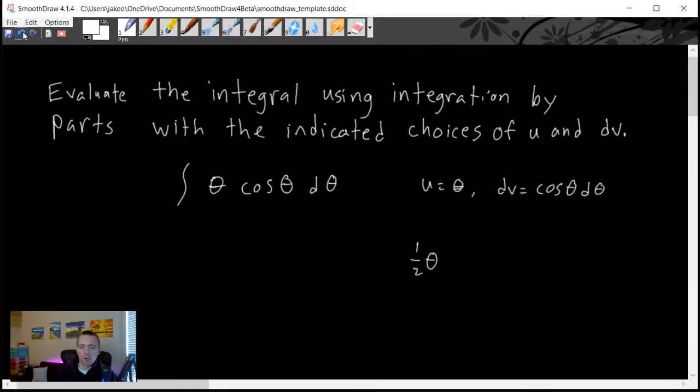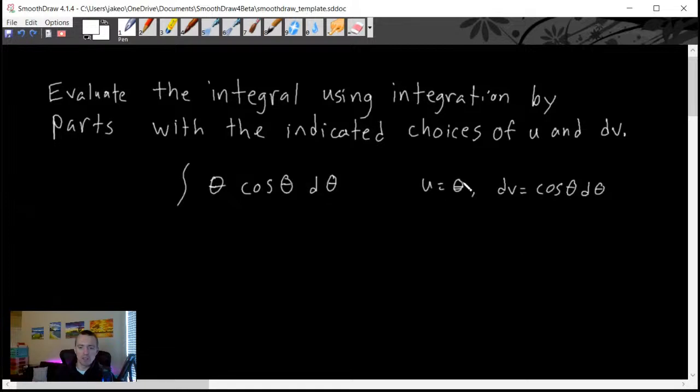Another thing to point out is that the other function we're trying to decide on is cosine of theta. Usually if you have a trig function like cosine or sine, it's not really going to be easier or harder to take the derivative versus the antiderivative. The derivative or antiderivative of sine is just positive or negative cosine, and vice versa. The derivative or antiderivative of cosine is just positive or negative sine. So it's not really going to make a difference.